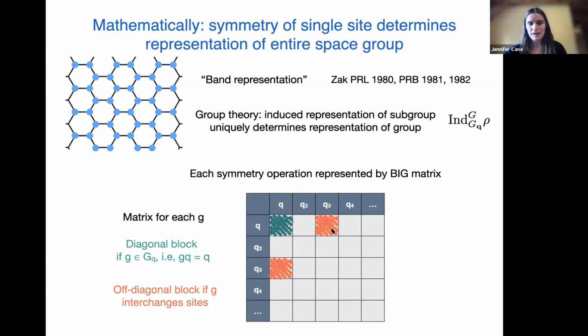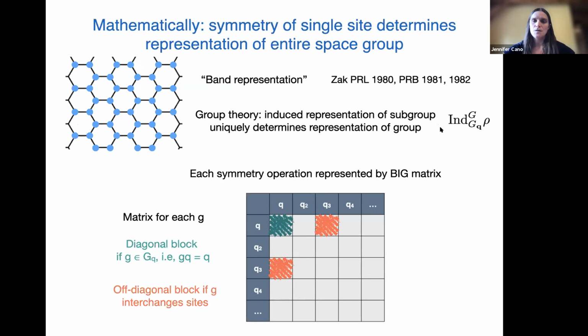these off diagonal blocks. And so this is some infinite matrix, and we could fill in all the elements by saying, how does the symmetry act on this site Q? And how does it take us to some other site by this set of symmetry operations? And the point is that for each symmetry operation in the space group, we can build up such a matrix in this way.